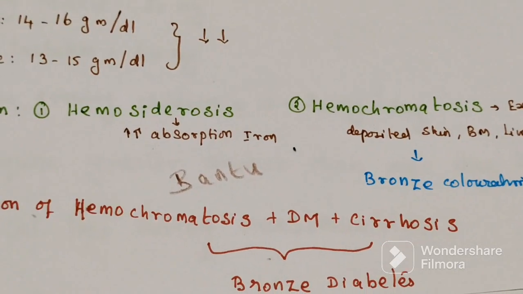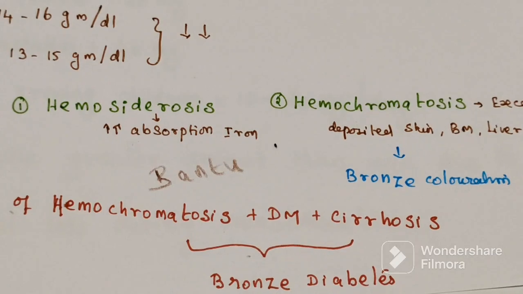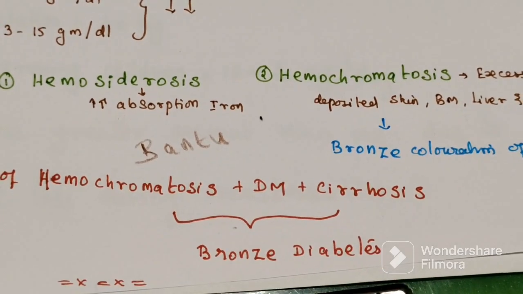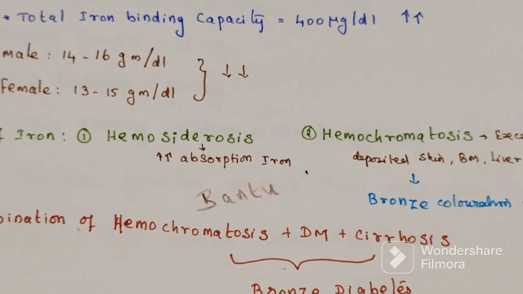The combination of hemochromatosis, diabetes mellitus and cirrhosis is known as bronze diabetes. So this is all about iron.